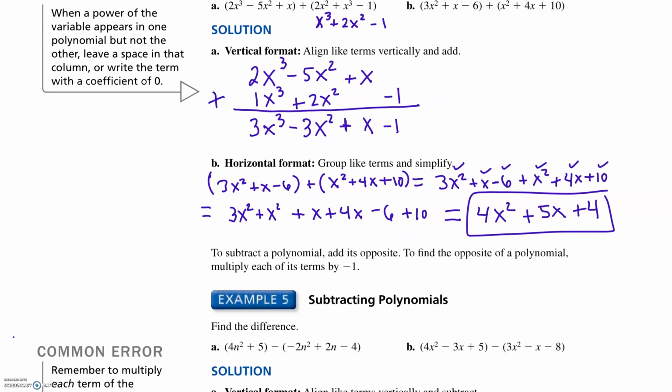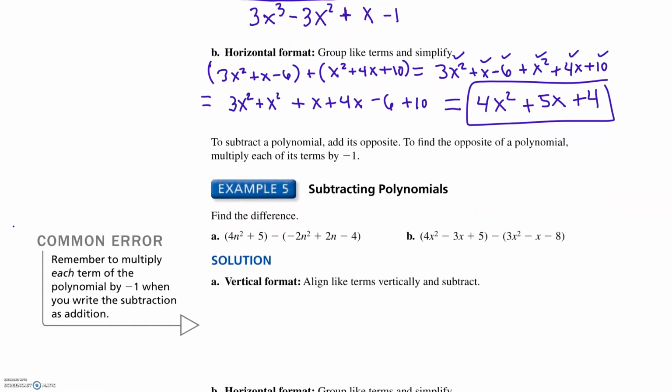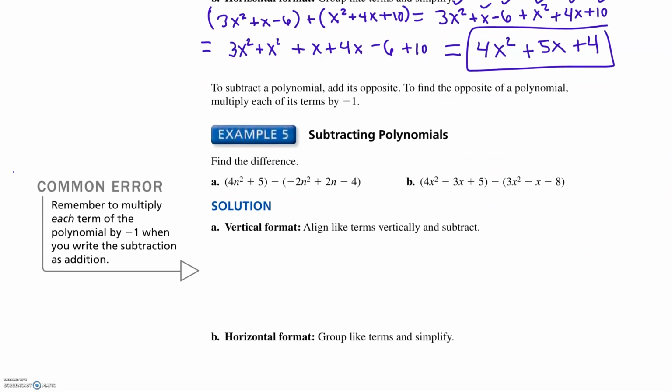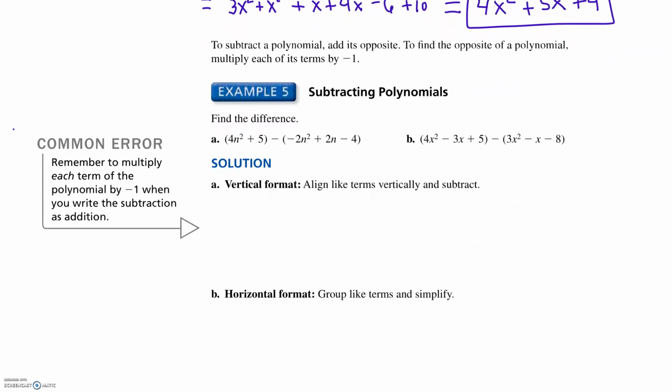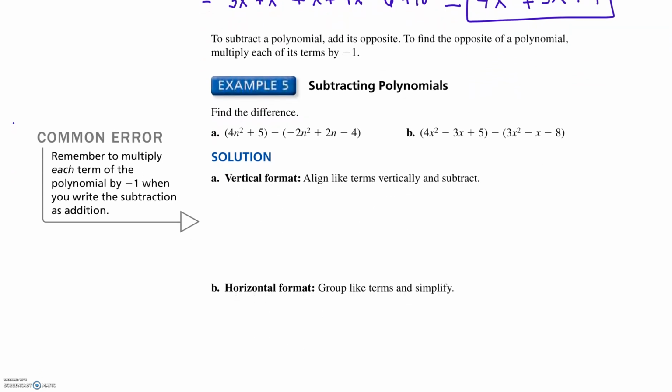Well, let's talk about how to subtract. Subtracting is adding the opposite, and that's the way we're going to do this. So to find the opposite of a polynomial, we multiply each of the terms by -1. So in the vertical format, we're going to do 4n squared, and we'll leave a little space for the missing n to the first power. So there's my plus 5. And then I'm going to subtract.